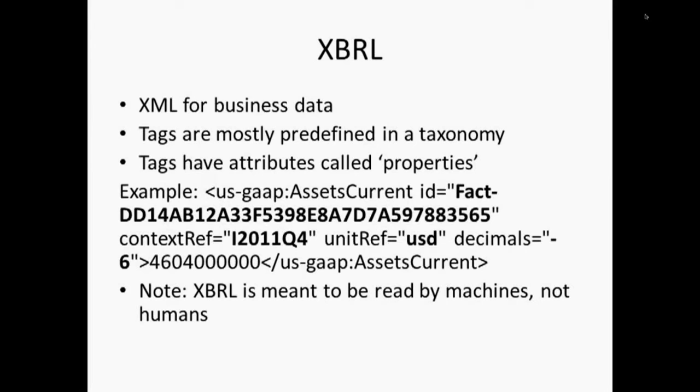Okay, so let's give this a go. This tag right here comes from what's called an instance document. These are separate documents: one lists the taxonomy, and then there's another document that actually holds the data from the company. That's called the XBRL instance document. So this is from Facebook, their most recent 10K, and I found their current assets, and I pulled out this one tag. So let's dissect it together.